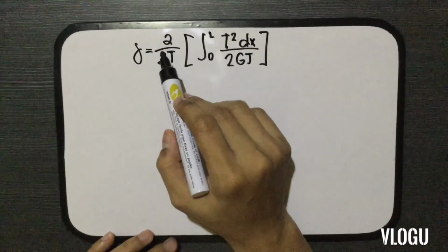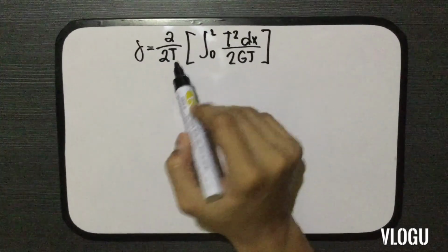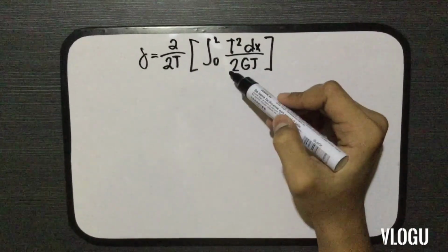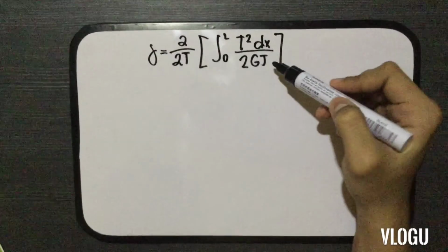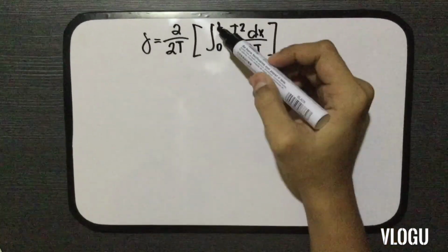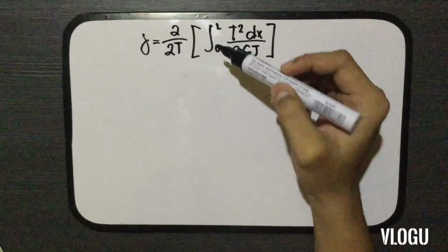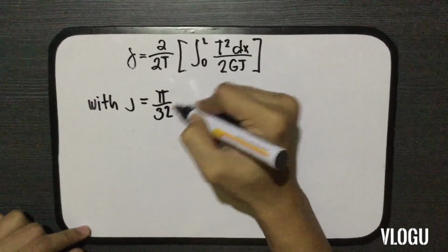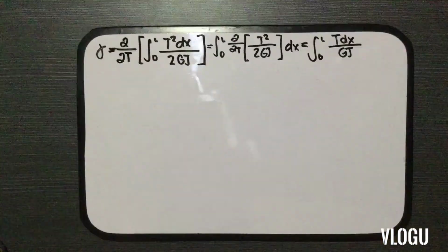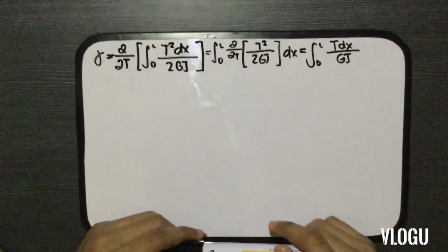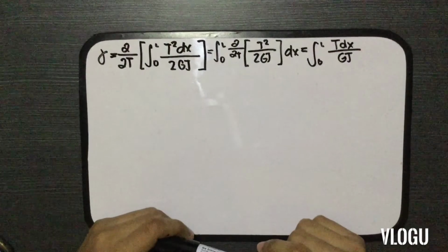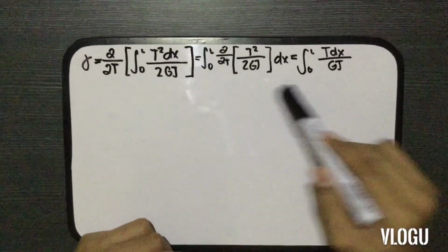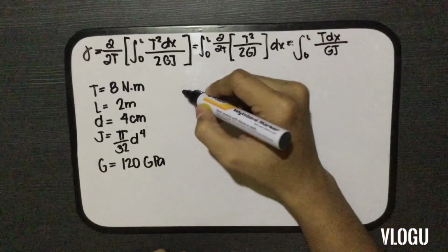Deflection is equal to the partial derivative over the partial derivative of torque multiplied by the integration of T squared dx all over 2 times modulus of rigidity multiplied by polar moment of inertia, with upper limit of L and lower limit 0, with J equal to pi over 32 d raised to 4. The area and moment of inertia are not changing, so we can easily find the displacement. Because differentiating and integrating are linear operations, the partial derivative can be placed inside the integral. We can easily solve this equation by using this formula.